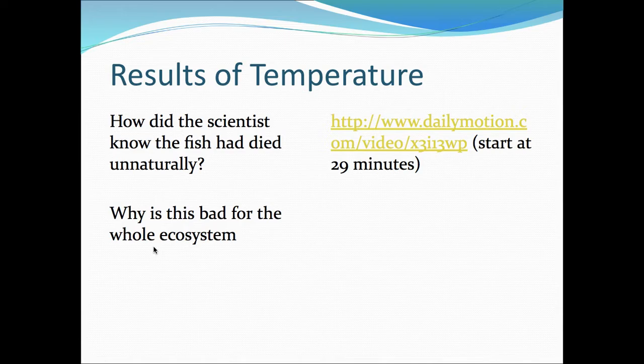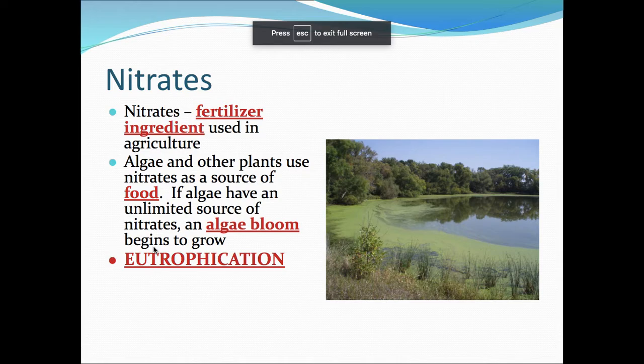So anytime you have a mass die-off like that, that's not supposed to happen at that particular time, that's going to have repercussions on your entire ecosystem. Okay? So let's move on to our second to last one, nitrates.